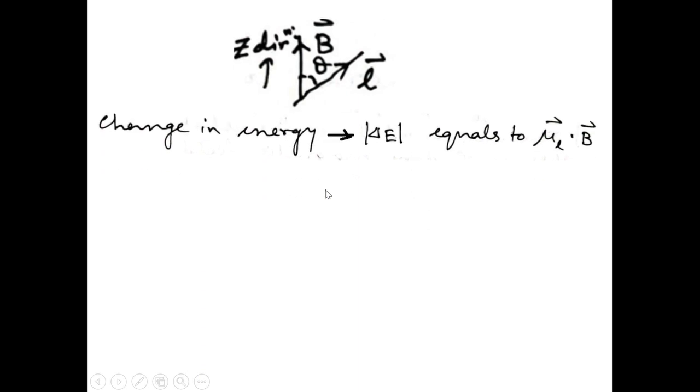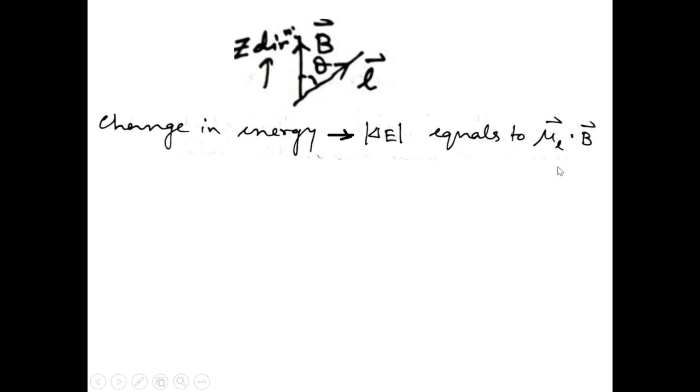Here is the diagram, and along the z direction, we apply the magnetic field B, and here is the L vector. Following the space quantization rule, with theta the angle through which that orientation is permitted, the change in energy from initial to final as the L vector changes due to the application of the magnetic field B is related to the expression mu L dot B. It is a well known expression.